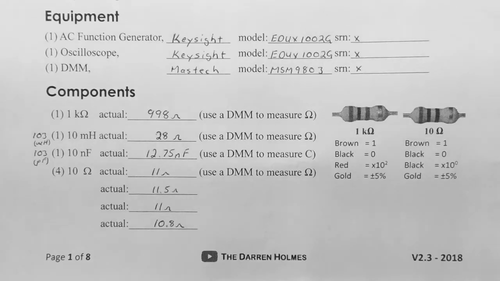Now I have 4 resistors in my parts kit. I measured each of them. So the first one was 11 ohms, the second one was 11.5 ohms, the next one was 11 ohms, and my last one was 10.8 ohms. So for most of my measurements, I'm going to use the 10.8 ohm resistor since it is closest to the 10 ohms that I'm looking for.